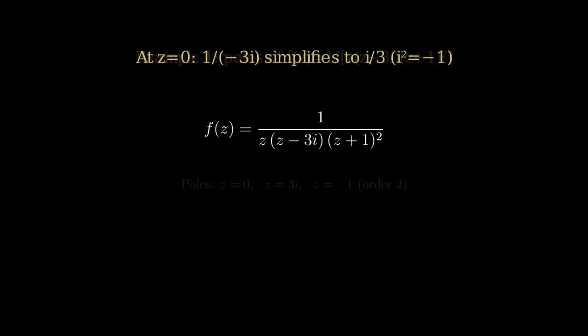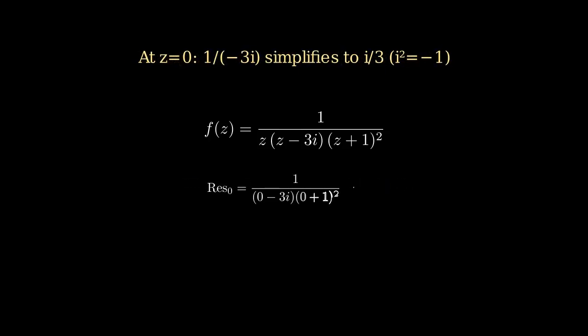Finding the residue at the simple pole, z equals 0. Step 1. Factor out the piece causing the singularity, the 1 divided by z part. Step 2. What remains is analytic at z equals 0. Step 3. Evaluate that remaining piece at z equals 0: 1 divided by the quantity 0 minus 3i times the quantity 0 plus 1 squared, which equals 1 divided by -3i, which simplifies to i divided by 3.